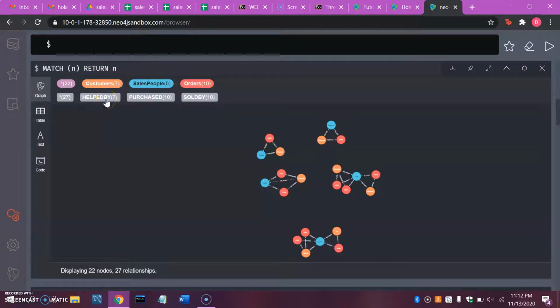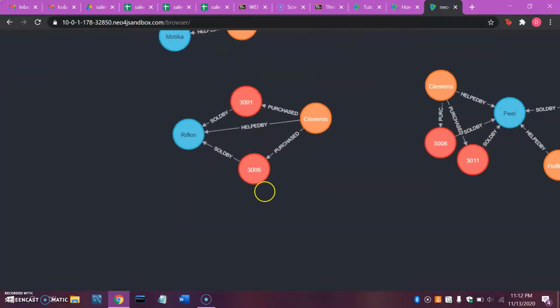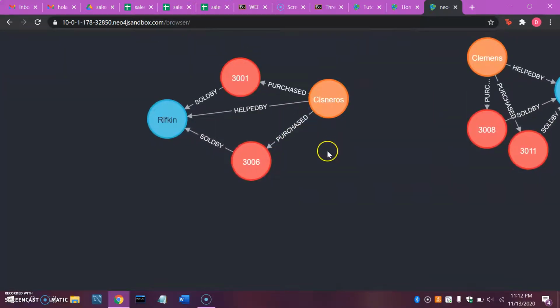So we have the relationships held by, purchased, and sold by, and there are 7, 10, and 10 of those, so 27 relationships total. And we can go right in here and look at them further. In this case, it's just one salesperson and 1 customer, and then there are 2 orders. Since there's only 1 customer, we know that these 2 orders were purchased by that customer, and that's demonstrated right here in this line of the relationship.